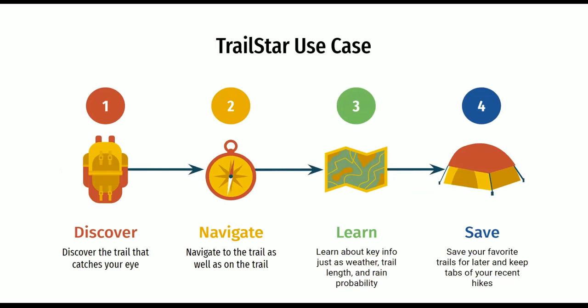And so this is a 4-step use case that we use. Our initial process for designing this was basically letting the user discover trails that they want to hike, and then navigate to that trail by seeing the location of that trail on the map view and all the information on the detail view. And that leads us to learn, which is learning about key info, which is weather on the day of their hike at the trail, the length of the trail, and some description about the trail. And then finally, if they realize they like the trail, then they could save it for later and keep it in the saved tab page and view it later for future reference.